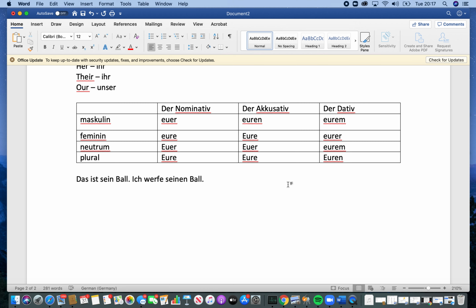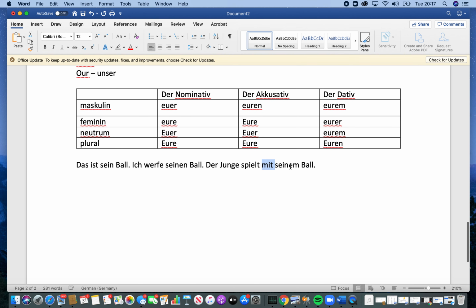I throw his ball, and we can do one with dative as well. Der Junge, the boy, spielt mit seinem Ball. So here we have the ball in the dative case because we have a dative preposition, this mit. So we're going to use the em ending.